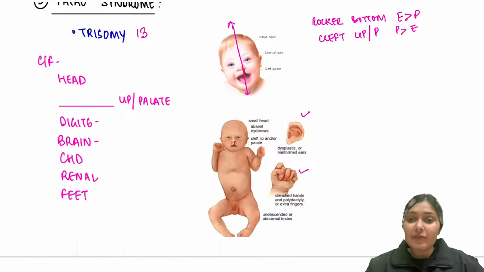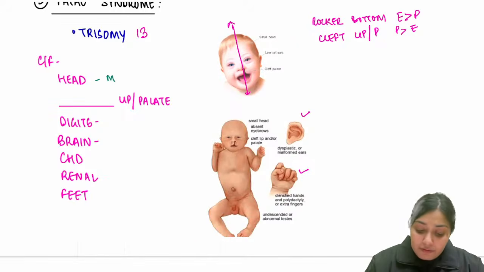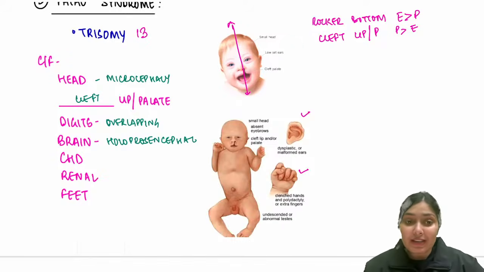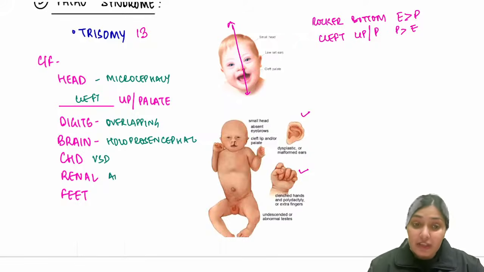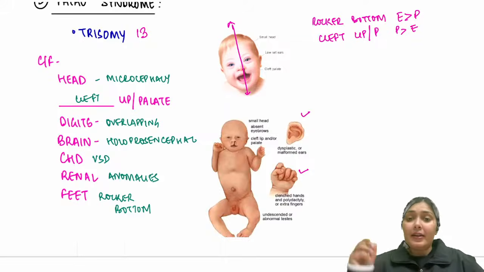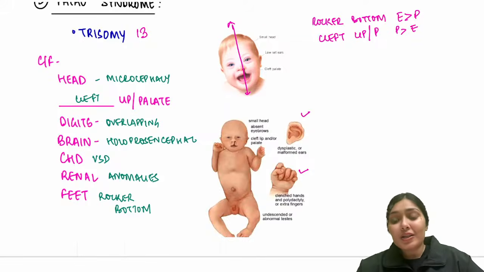This is trisomy 13. Rest all very similar features. They have a small head, that is microcephaly, holoprosencephaly. They have cleft lip, cleft palate. Digits are again overlapping. I told you, midline problems in the brain, that is holoprosencephaly. Like Edward syndrome, they also have congenital heart defects like ventricular septal defect. They have renal anomalies, and in the feet, they can have rocker bottom feet. Right, so these are the two important trisomies after Down syndrome, Edward and Patau.